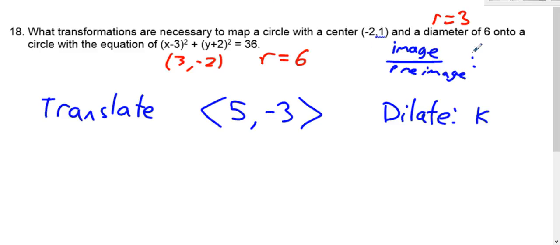So the radius of the image, so the after, is 6. And then the pre-image, the before, the radius was 3. 6 over 3, scale factor is 2. So we translate with the vector 5, -3, and dilate with a scale factor of 2.